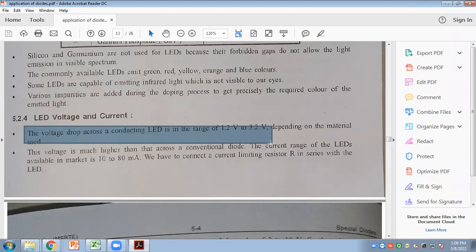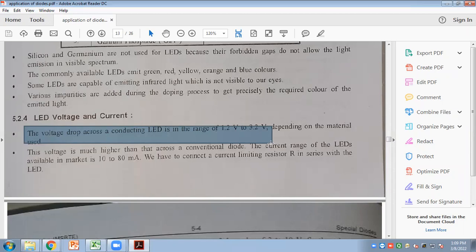So which material you are going to prefer, according to that material the light intensity will vary. This voltage is much higher than across a conventional diode. The conventional diode voltage, as all of you know, is 0.7 volt if it is a silicon diode, and 0.3 volt if it is a germanium diode. So compared to silicon and germanium diodes, this voltage is too high, in the range of 1.2 to 3.2 volts. When the diode is on, at the time of light emission, the voltage across the diode will be in the range of 1.2 to 3.2 volts.